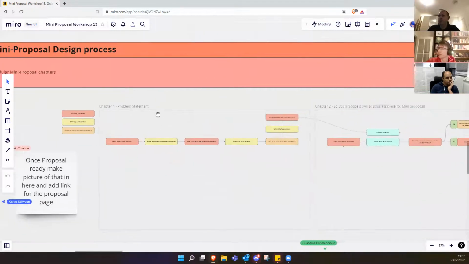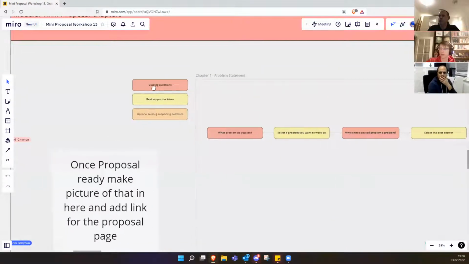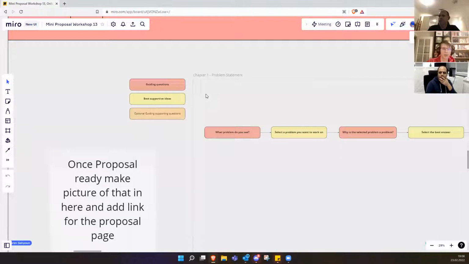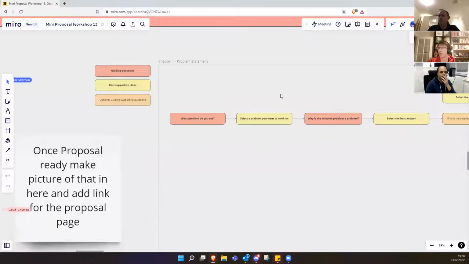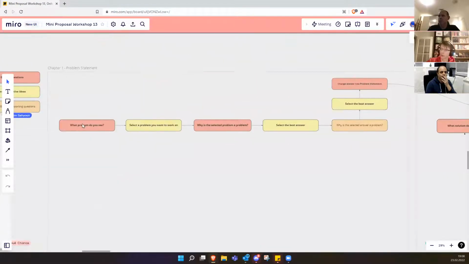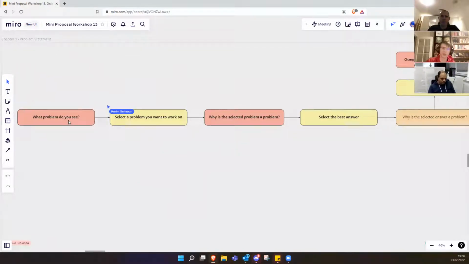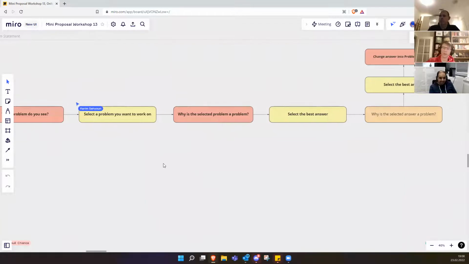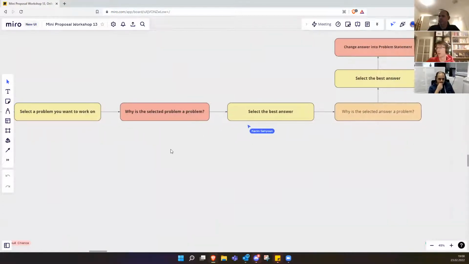The process itself is quite simple, and there are 3 color codes. The red ones are guiding questions, so these are the main issue we ask ourselves and we answer. Then we ideate on these with the yellow sticky notes and select the best one as a yellow one. If you go through this starting from the left edge, the first question is: what problem do you see? So we ideate, we select, and then we root cause analyze why this selected problem is a problem, and we get more information.